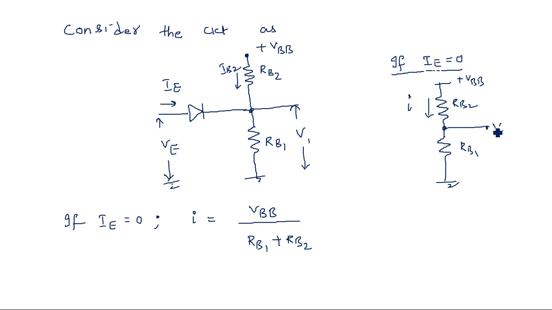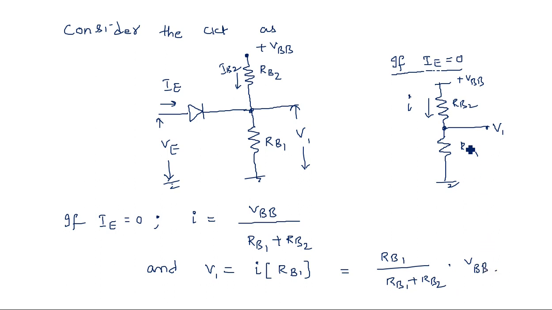Now can you write V1? What is V1 in terms of these? V1 is equal to I into the resistance across which we are measuring, RB1. So it is I into RB1. If you substitute I, then it is RB1 by RB1 plus RB2 into VBB. Simply the voltage division rule.